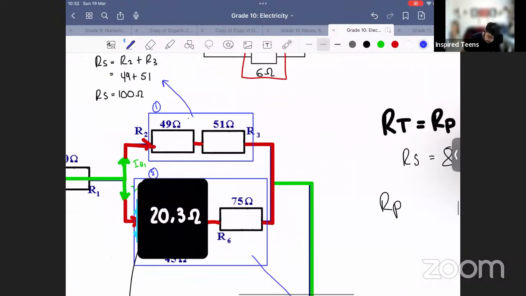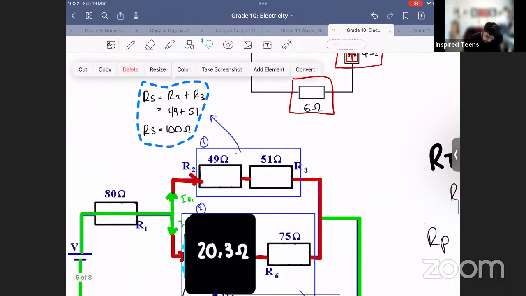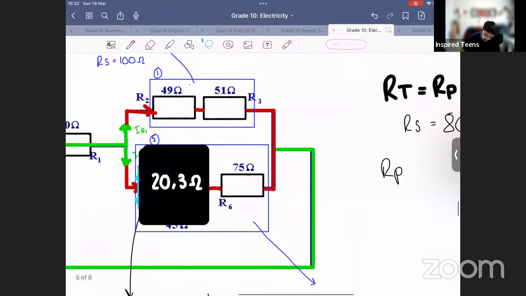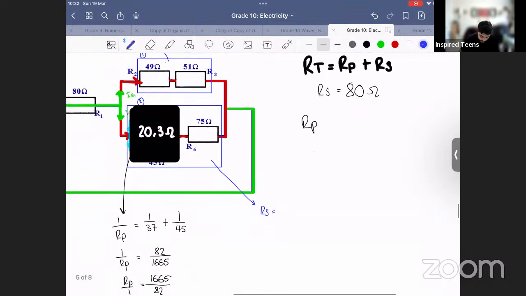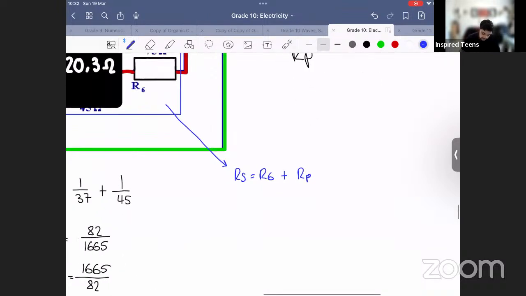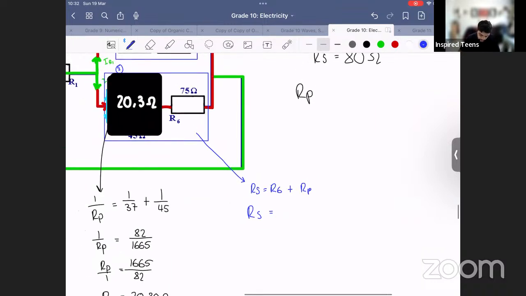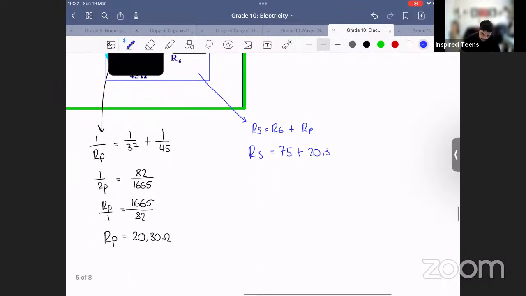Okay, let's change this to blue. We can see that it's also connected in series. So our series is just R1 plus R2. It's actually R6 plus R parallel, because that's what it is. So that's equal to 75 plus 20.3, and this is equal to 95.3 ohms. So this part here is 95.3 ohms.